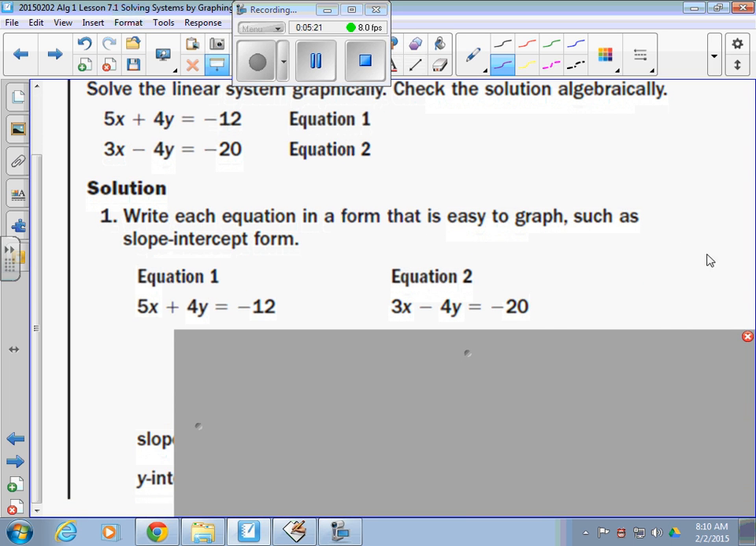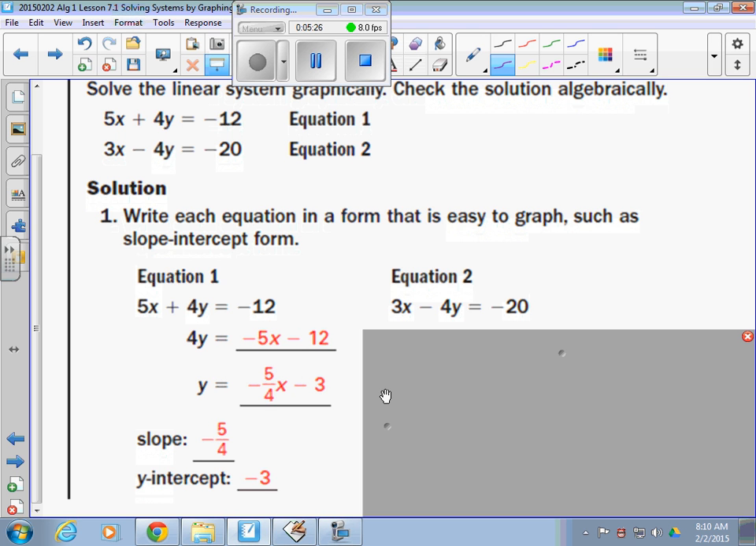Let's look at equation number 1. First thing you want to do is move 5x over. When you move it over, notice on the right side it becomes negative 5x. Then you want to divide by 4 to get y by itself. That gives you negative 5 over 4, and then negative 12 divided by 4 is 3. So here is your slope-intercept form right here. Y equals mx plus b. Almost all of us can graph that with no problem. Then underneath it, it identifies the slope and the y-intercept for you.